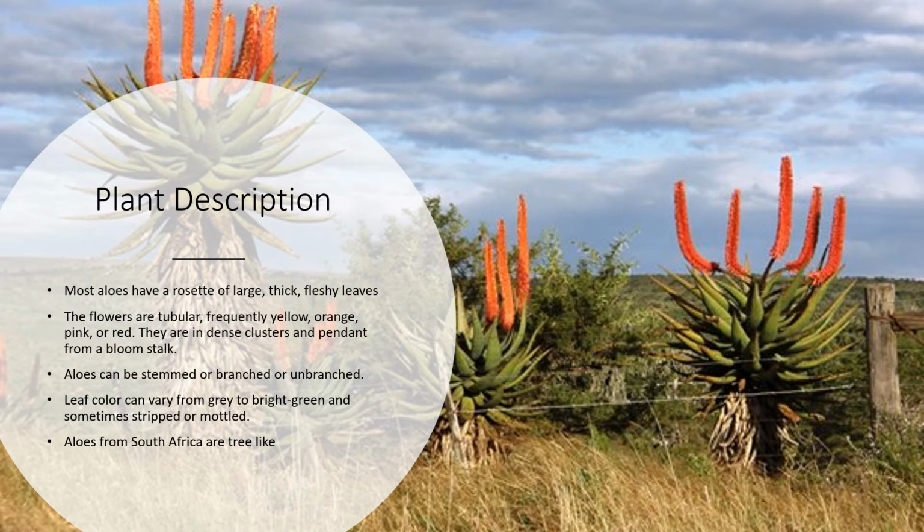A little bit about the plant. Most aloes have a rosette of large, thick, fleshy leaves, and those thick, fleshy leaves are what allow it to hold moisture whenever it does rain. That way they can use that moisture whenever they need it when it's dry.